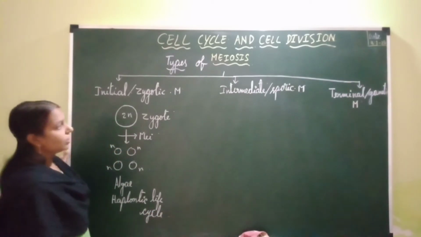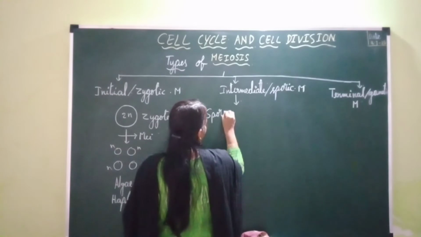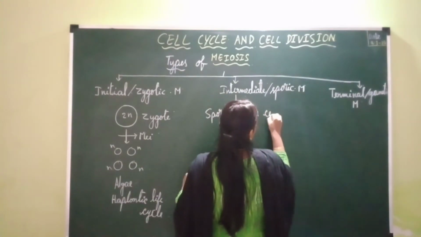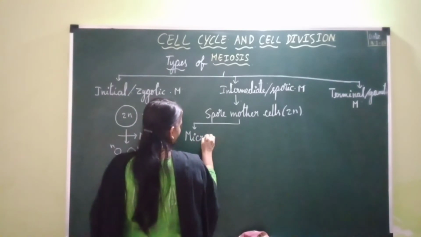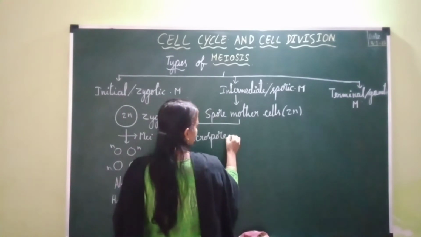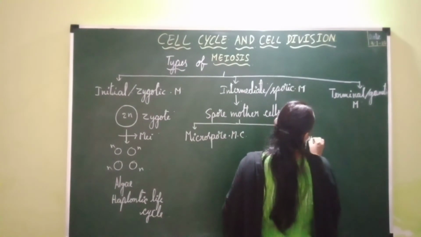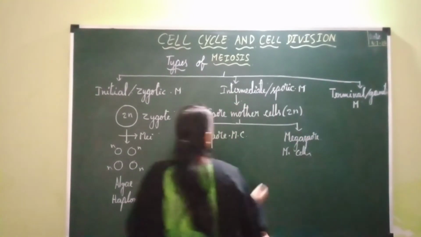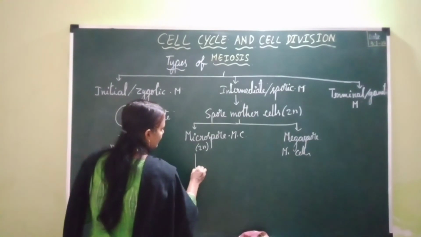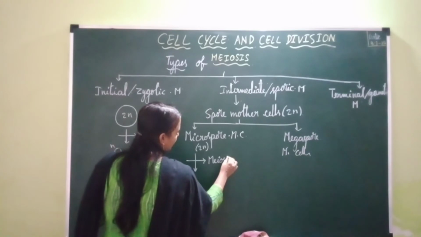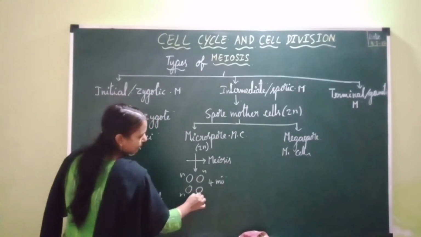Okay, next coming to intermediate or sporic meiosis. It occurs in diploid spore mother cells. These diploid spore mother cells can be of two types: microspore mother cells and megaspore mother cells. When a diploid microspore mother cell undergoes meiosis, it results in the formation of 4 microspores. These microspores are haploid.